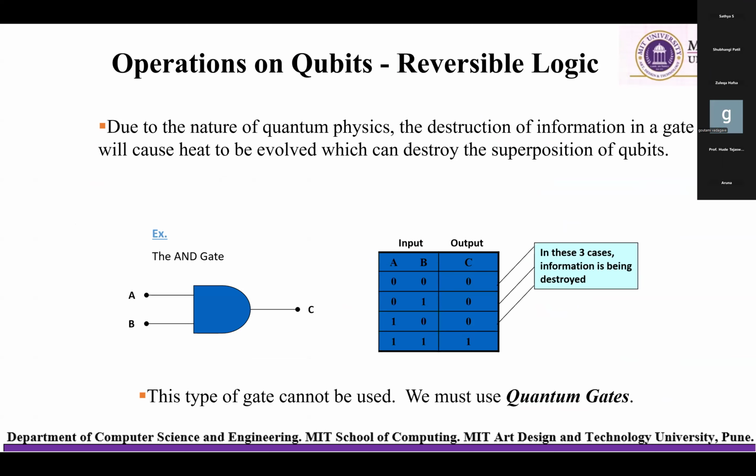For example, consider the AND gate with inputs A and B. The output is C, as shown in the truth table on the right. As you can see, in 3 of these cases, information is destroyed. This loss of information makes classical logic gates like AND unsuitable for quantum computing. Instead, quantum gates must be used, as they are reversible and preserve quantum information.